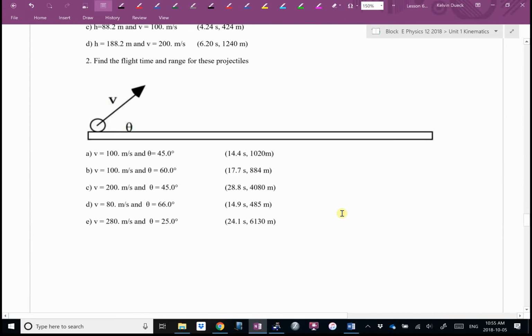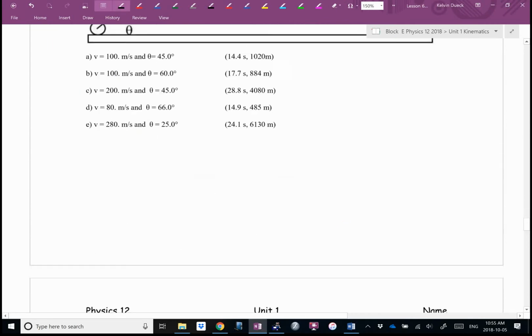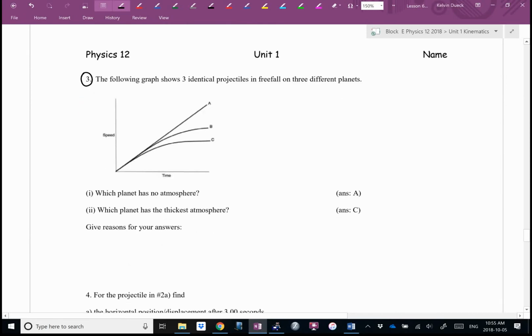Okay. So you are now able to do question two. That's going to be part of your homework. Question three is a thought problem.